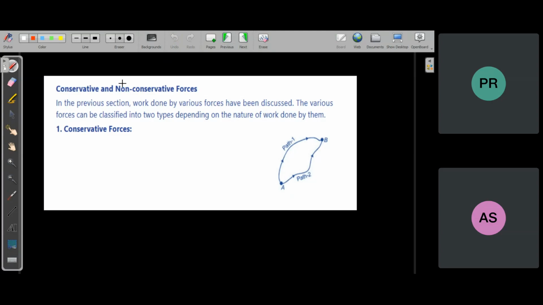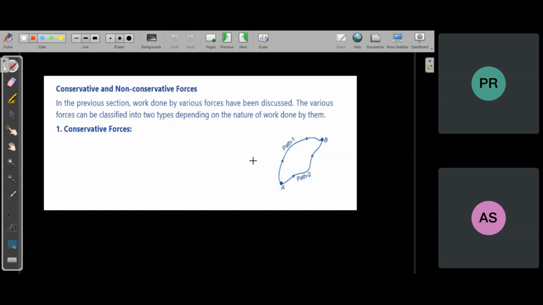Okay. So now we are going to the next topic, that is conservative and non-conservative forces. You have to understand that those types of forces are called conservative if the work done by that force is independent of the path, does not depend on the path. Listen very carefully.